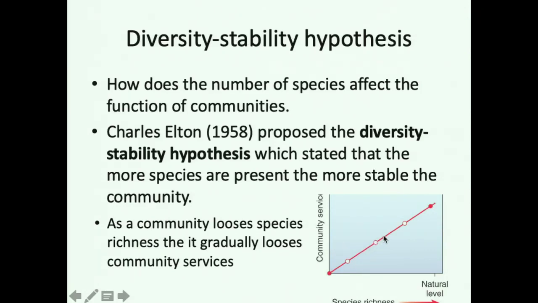So the more trees there are, the more shelter there is. The more insects there are, the more pollinators there are.